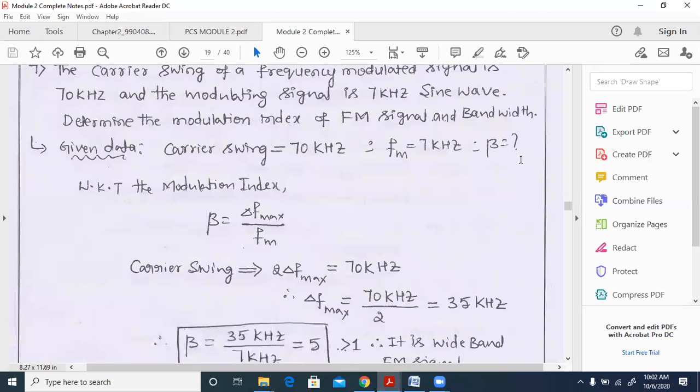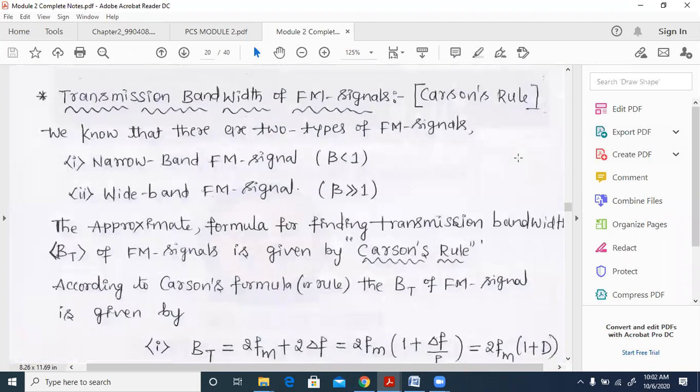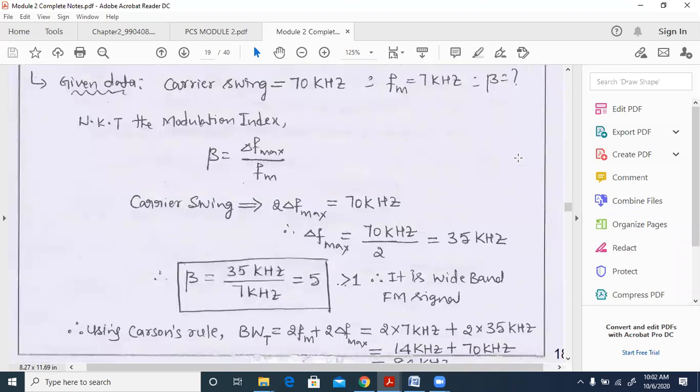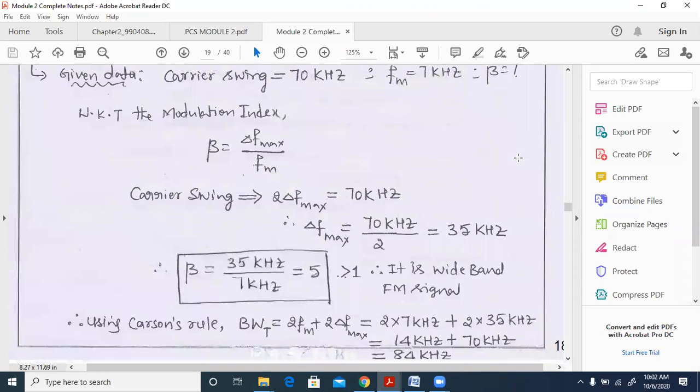The bandwidth is 2 Fm into 1 plus beta. 1 plus beta is 1 plus 5 equal to 6. So that will be 2 into Fm, Fm will be 7 kilohertz, into 6. It is 84. 1 plus beta is 6, 6 into 2 will be 12, 12 into 7 will be 84 kilohertz. You can write this formula, or you can write 2 into Fm multiplied by, in the bracket, 1 plus beta.